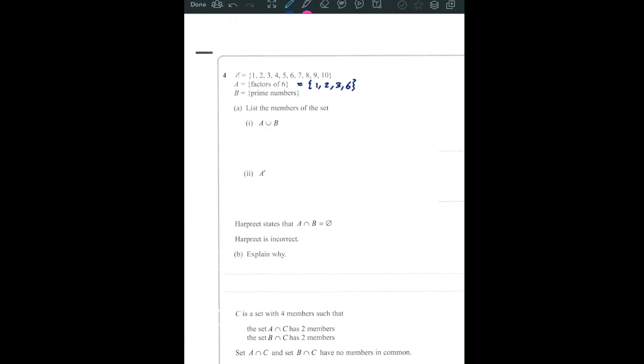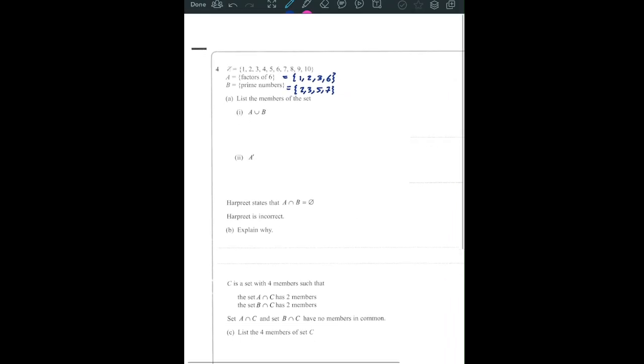And if you are struggling to find them, do them in pairs. 1 times 6 is 6 and 2 times 3 is 6. Set B, we can do the same thing. These are our prime numbers. Our prime numbers from 1 to 10 are 2, 3, 5, and 7. So now, rather than having a descriptive definition of A and B, we actually know what A and B are. We now want the union.